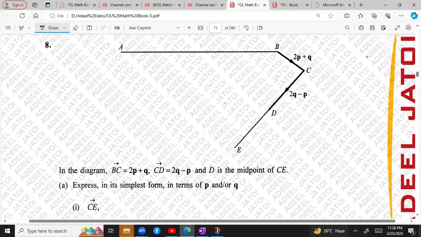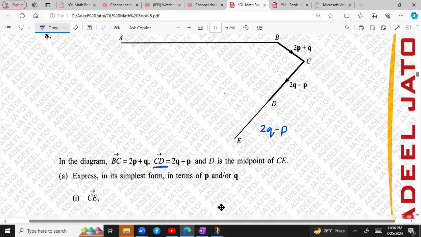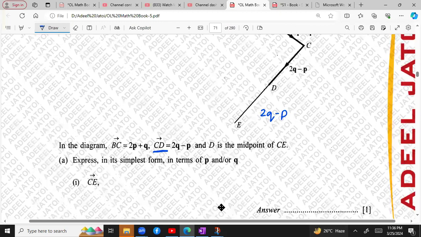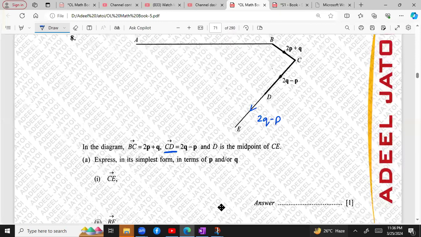In the diagram, BC is 2P plus Q, CD is 2Q minus P, D is the midpoint of CE. So considering CD is 2Q minus P, because it's already given, we can write DE as 2Q minus P as well. The question says write down CE. The direction will be like this because it's moving from C to D, and obviously from D to E as well.